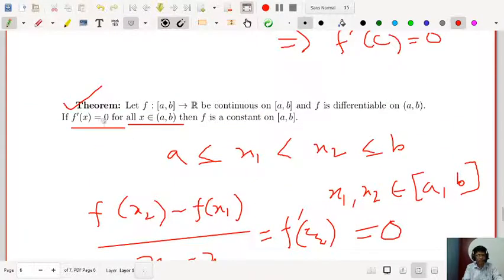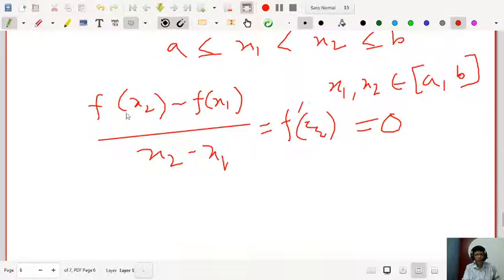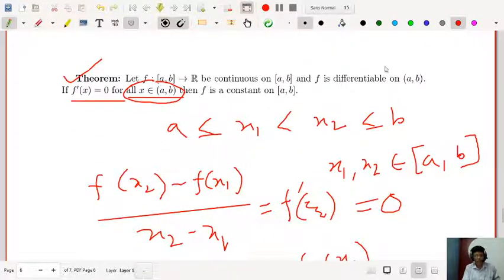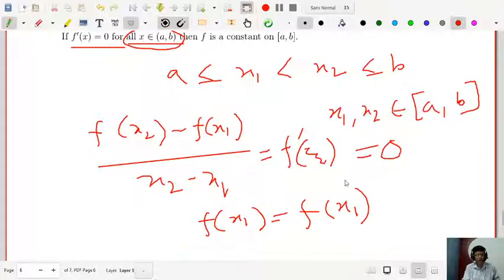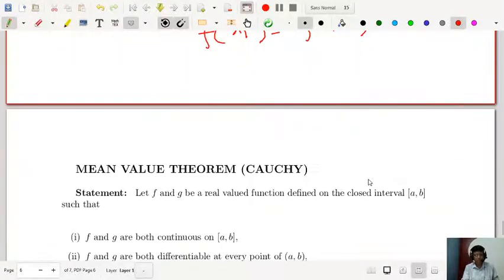And you can check that f dash xi is 0, because it is 0 for all x between a and b. So what you see is f(x2) equals f(x1). So it is a constant function, whatever the value. That is a very simple proof, but a very important theorem. You can use Lagrange's theorem to prove many theorems of calculus. Rolle's and Lagrange's theorems have very important applications in calculus.